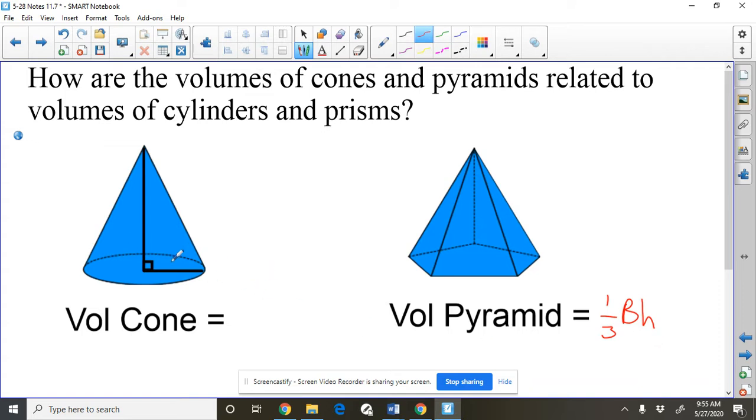Same with a cone. We know that the volume of a cylinder is pi r squared h. It's the base area, the area of the circle, pi r squared, times the height. For a cone, it's 1/3 the base area times the height. So the relationship here is 1/3 the volume of the prism or the cylinder.